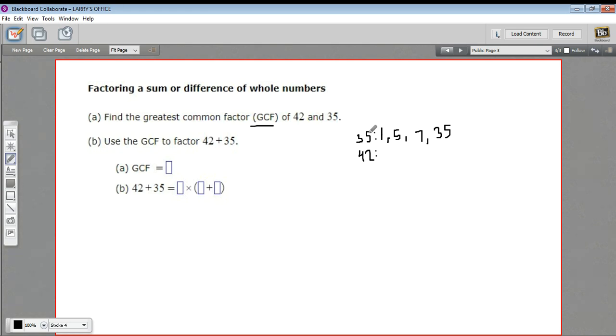I know it's not divisible by 2. I could check if it's divisible by 3. It's not. By 4, by 6, by 7. Well, it is by 7. By 8, by 9, etc. And I'd find out that it's not. And these are just the factors.